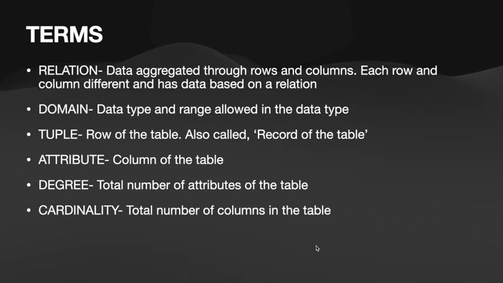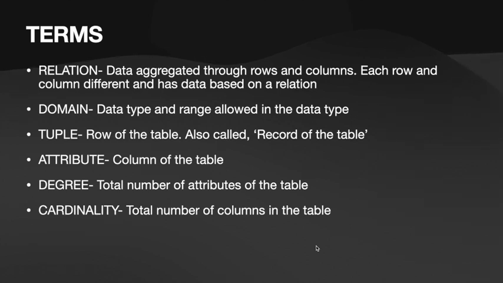Tuple is a row of the table, and it is also called a record of the table. Attribute is a column of the table, and degree is the total number of attributes of the table. Cardinality is the total number of rows in the table. So these are the basic terms.